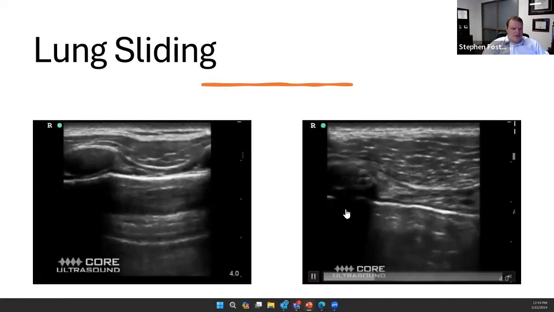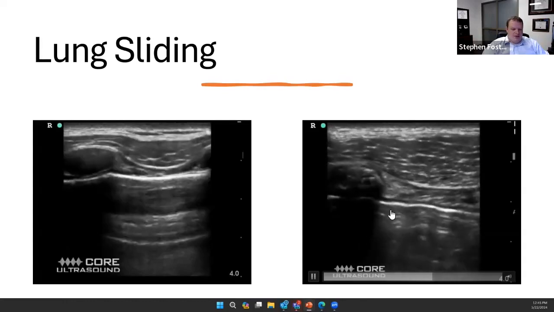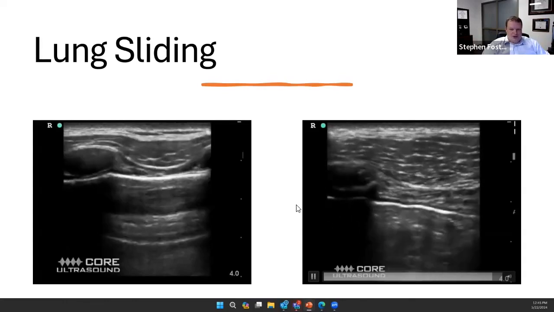So this is a really quick scan. Patient comes in with shortness of breath, to go, hey, is there a pneumothorax or is there something else going on?